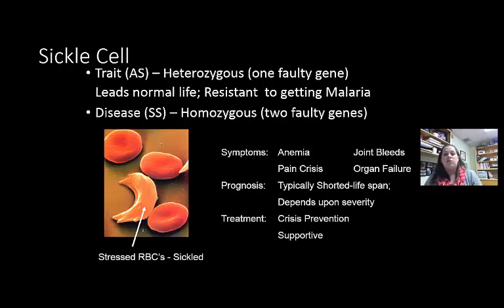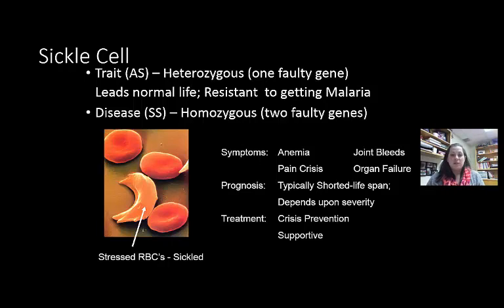This is the sickle cell gene. So you're heterozygous, which leads to normal life, but you have some of your red blood cells that are sickle shaped, like you see here in the picture. So it actually protects you from getting malaria. However, getting the disease is with two little s's. This is homozygous recessive, two faulty genes.